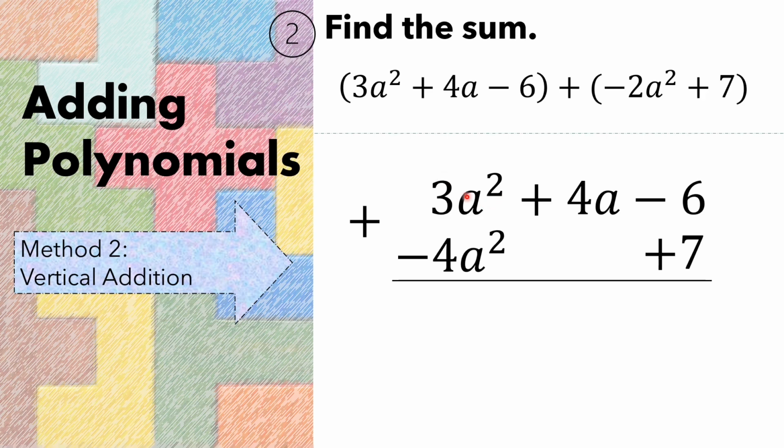Then simplify. 3a squared plus negative 4a squared is negative a squared. Recall your operation on signed numbers, but particularly addition. Then bring down plus 4a. Then negative 6 plus 7 is positive 1. So the sum is negative a squared plus 4a plus 1.